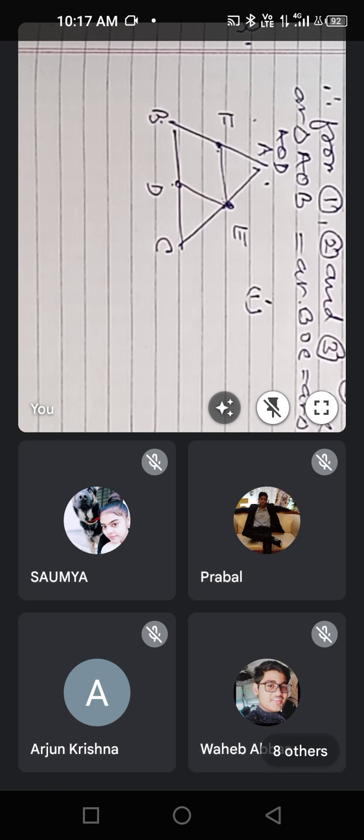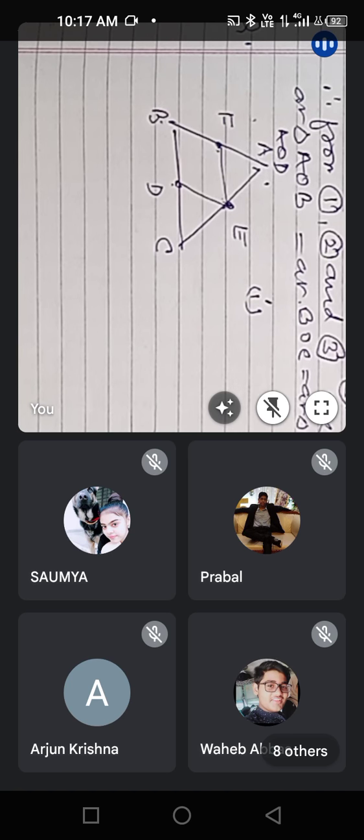Okay. Next, write down E is the midpoint of AC and D is the midpoint of BC. Therefore, DE is parallel to AB and DE is half of AB. Next line.